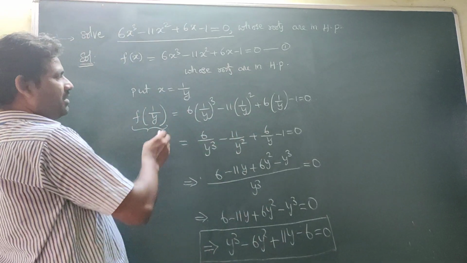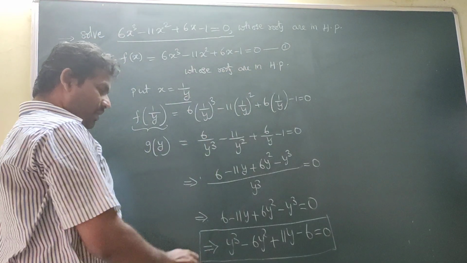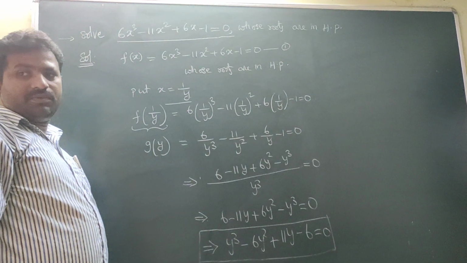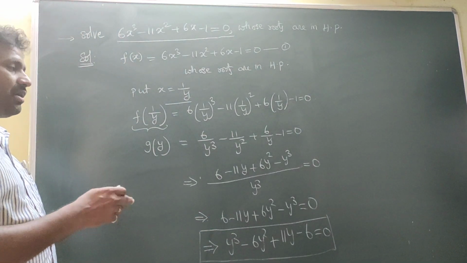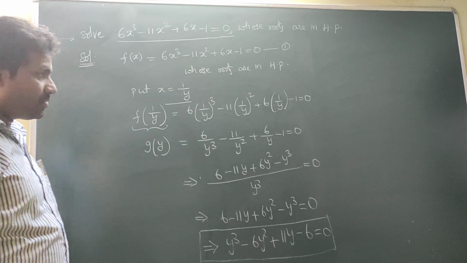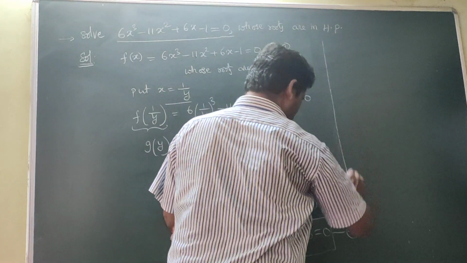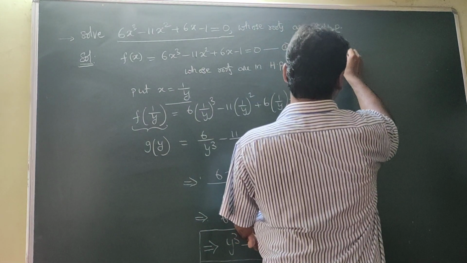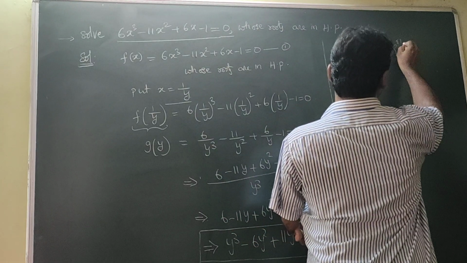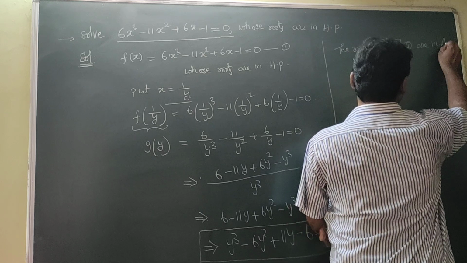So here we take the reciprocal. So here these roots are in HP, so for this equation the roots are in AP. If 1, 2, 3 are roots in AP, then take the reciprocals, they are in HP. So let it be equation 2. The roots of equation 2 are in AP.